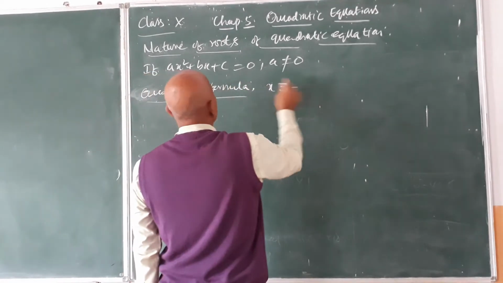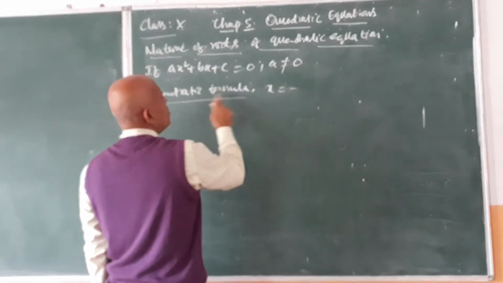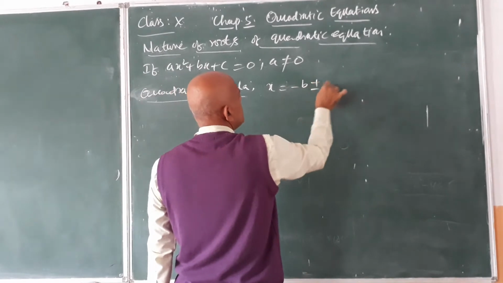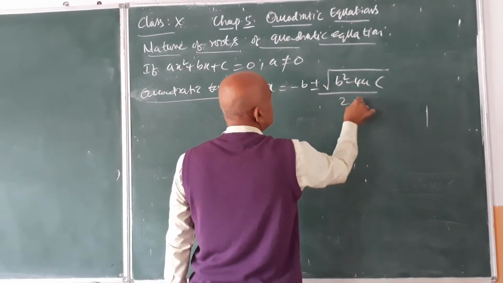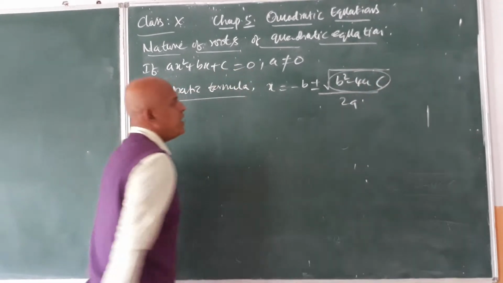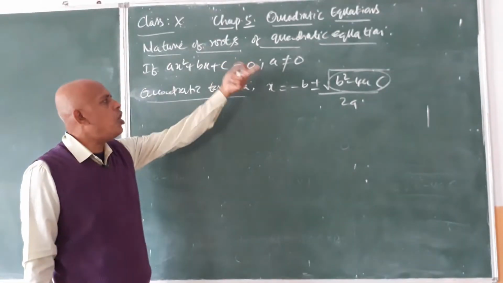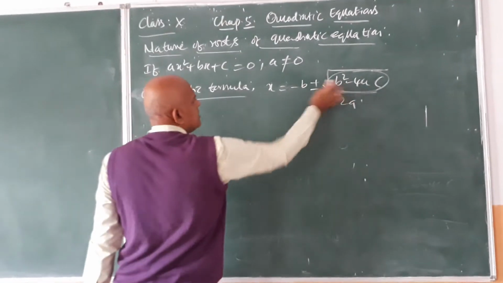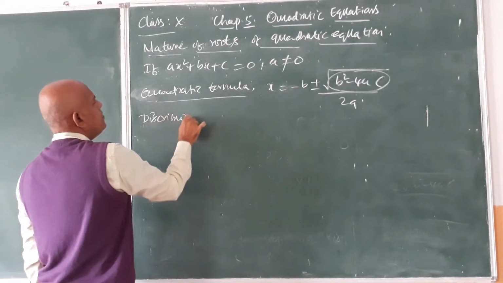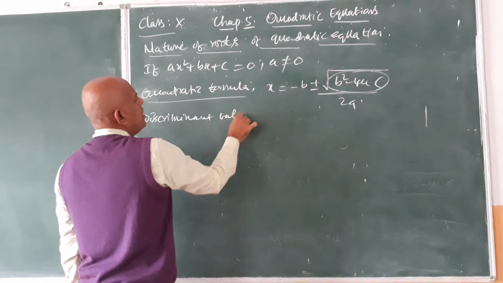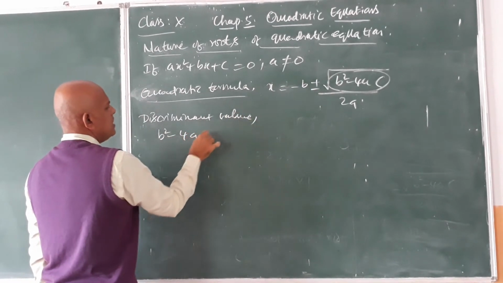If ax square plus bx plus c is equal to 0, a is not equal to 0, is a quadratic equation, then the quadratic formula is x is equal to minus b plus or minus root of b square minus 4ac by 2a, and this is called the discriminant value. Based on this we can find the nature of the roots, or comment upon the roots. What does discriminant value mean? b square minus 4ac.